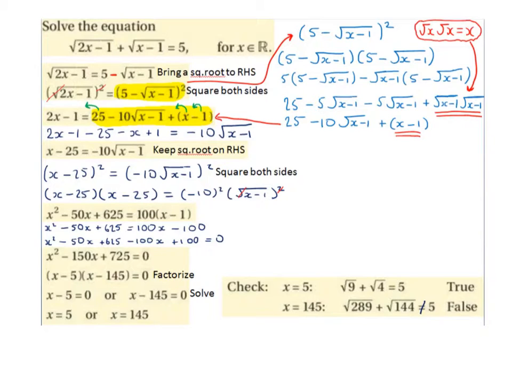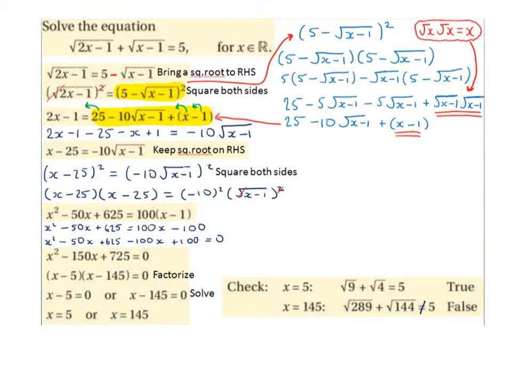So we're going to bring the root x minus 1 over the equal sign and it becomes minus root x minus 1. So we have root 2x minus 1 is equal to 5 minus root x minus 1. Now we're going to square both sides because we have a root on both sides. So it becomes root 2x minus 1 squared equal to 5 minus root x minus 1 squared. So this whole thing needs to be squared.